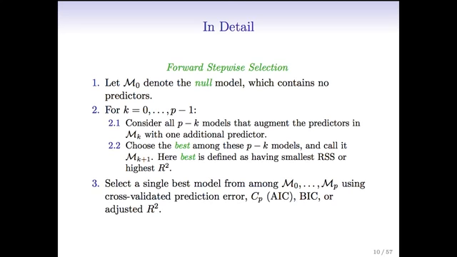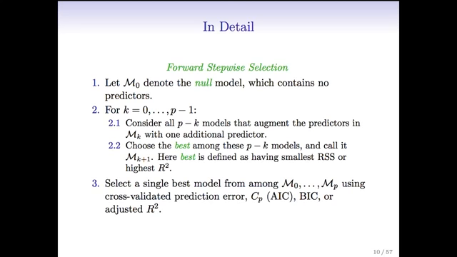And now in order to get M2, we're going to take M1, and we're going to consider adding every predictor that we can. We're going to consider adding all p minus 1 possible predictors to M1, and we're going to see which of those p minus 1 predictors gives us the best model M2. And to get M3, we look at M2. We consider adding all p minus 2 predictors that aren't in M2. We choose the best one, and that gives us M3, and so on.